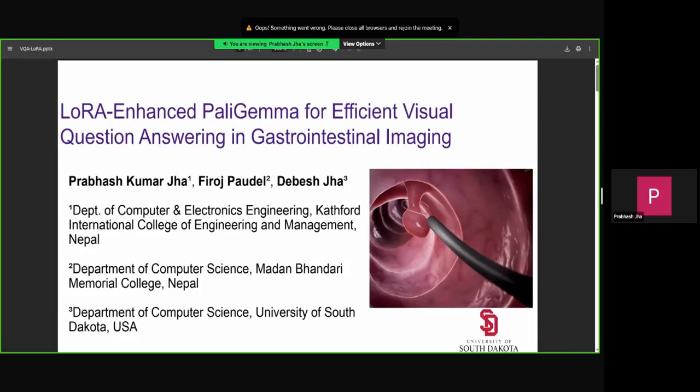So my name is Prabhash Jha, and I am here to present our work on LoRA-Enhanced PaliGemma for efficient visual question answering in gastrointestinal imaging. I'm Prabhash Jha with my co-authors Firoj and Debesh Jha. So let's dive into our presentation.